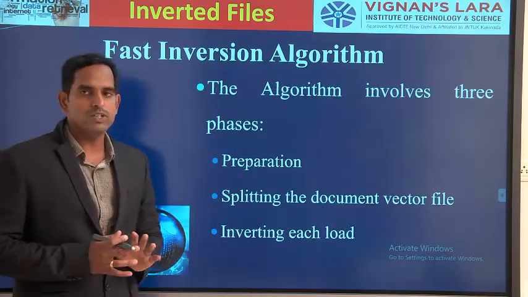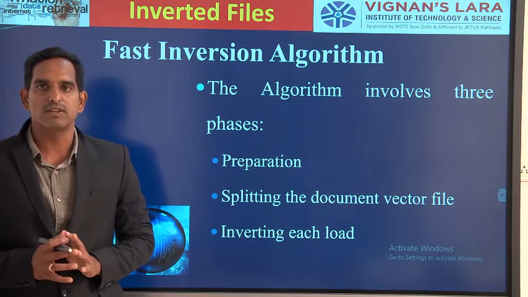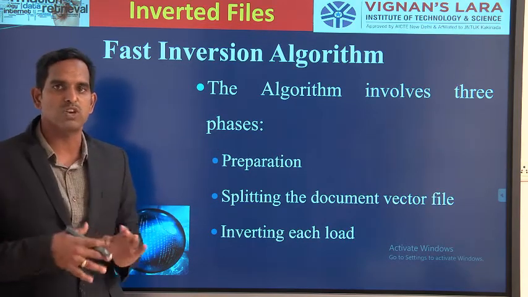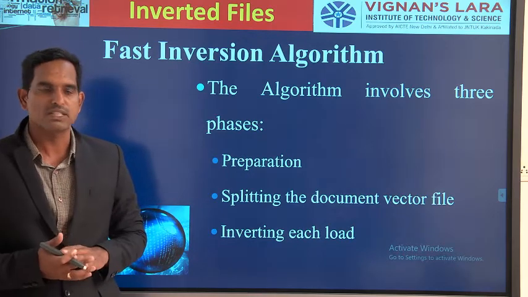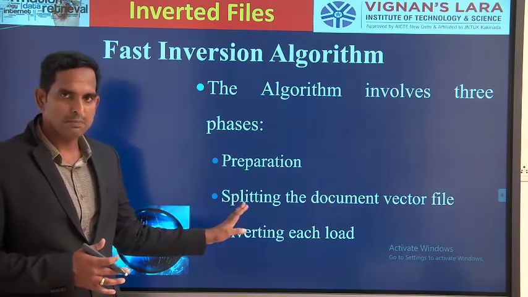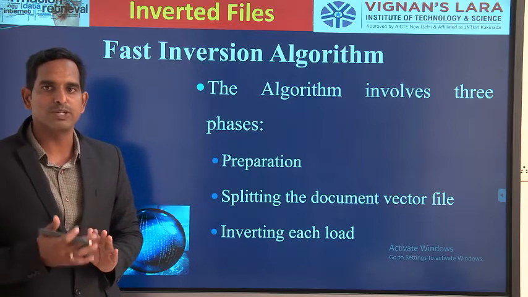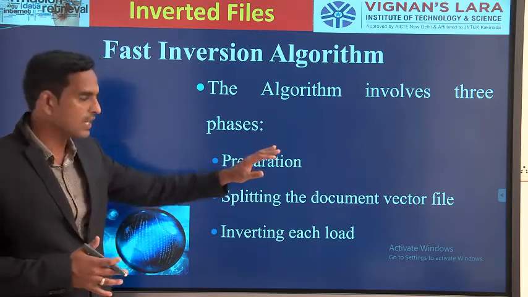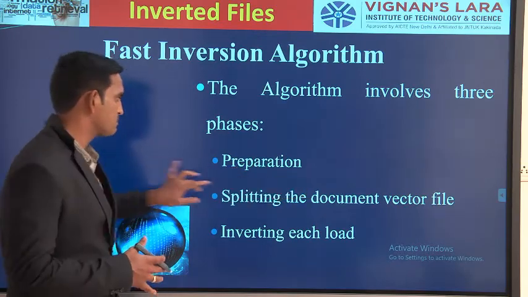As I told you, your fast inversion algorithm will have to go through three phases. The first phase is the preparation phase, where you will be constructing a set of tables. Next, we will be performing the splitting of the document into various loads. And third, we will be having inversion. So we will be looking at all these three steps one by one.